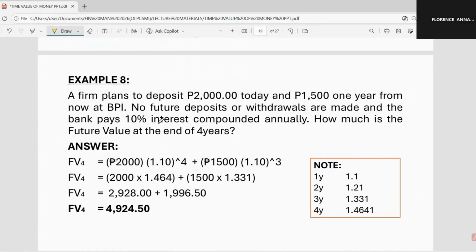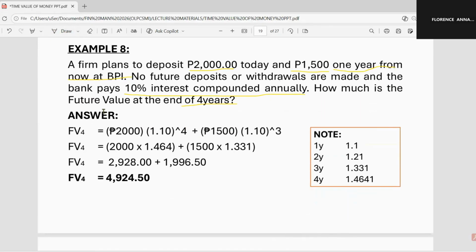A firm plans to deposit 2,000 pesos today and 1,500 1 year from now at BPI. No future deposits or withdrawals are made, and the bank pays 10% interest compounded annually. How much is the future value at the end of 4 years? How do we compute for your future value at the end of 4 years? We need to determine first your future value interest factor or your FVIF.